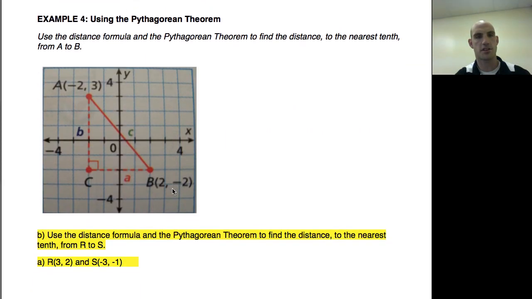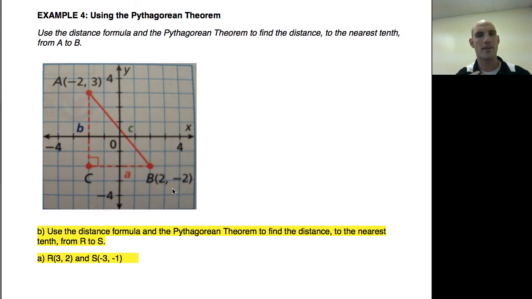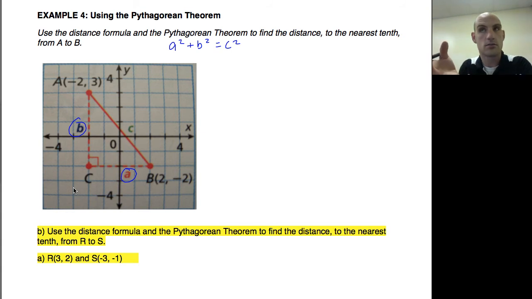Let's see if we can do such a thing as this. The problem is this. Use the distance formula and the Pythagorean theorem to find the distance to the nearest tenth from A to B. Well, if I use the Pythagorean theorem, that's a squared plus b squared equals c squared. Well, I don't have A and I don't have B, but I could find that length, right? And if I find either A and B or the distance from A to B, I could check myself.